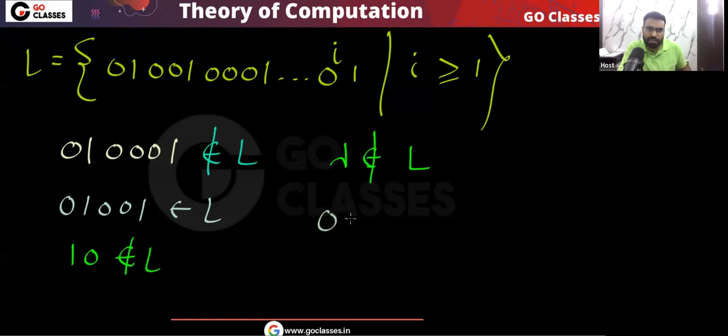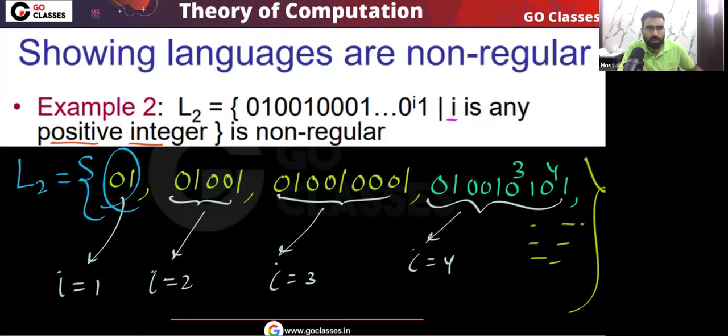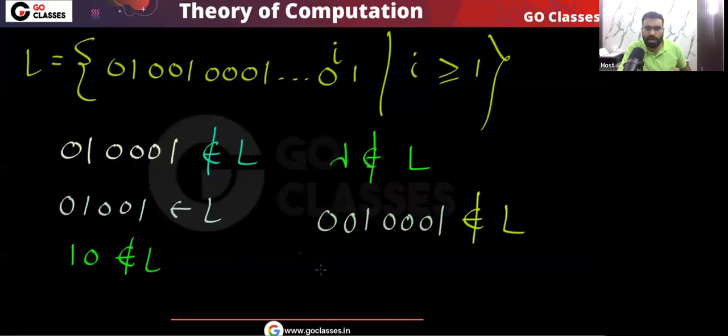Like this you can understand what the language is. What about this string: 001 0001? Is this string in the language or not? 001 001 — no, this is not in the language, because remember, our string should look like 01, 001, like this. For example, you can easily see here 01, 0001, 00001, and so on. I hope you are getting it.